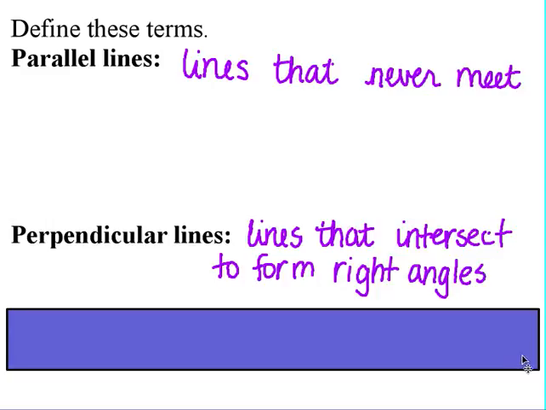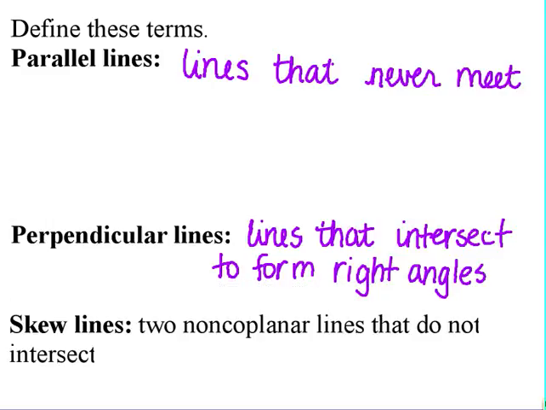Another definition I want you to get down on this page is skew lines. Skew lines are two non-coplanar lines that do not intersect. When we talk about parallel lines, we'll talk about skew lines as well, because in a way skew lines can be viewed as parallel, but they really aren't. That's why we have to watch our definitions. Skew lines are two non-coplanar lines that do not intersect.